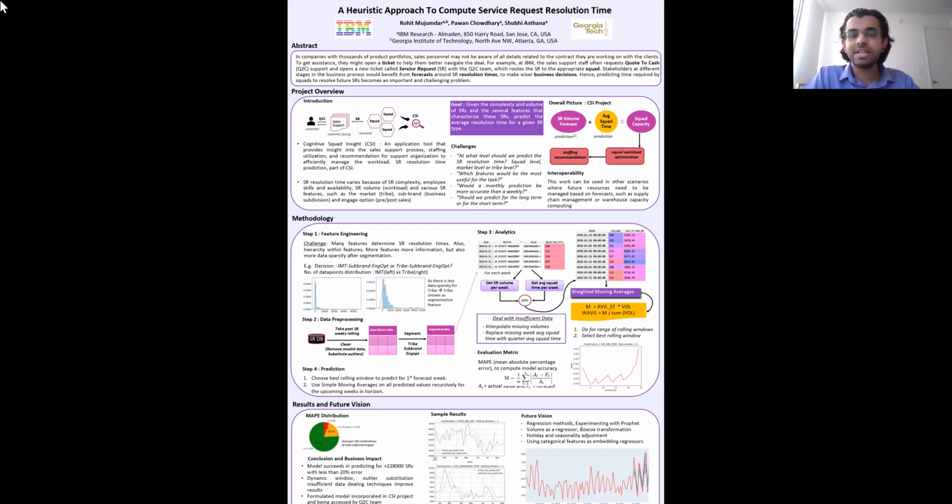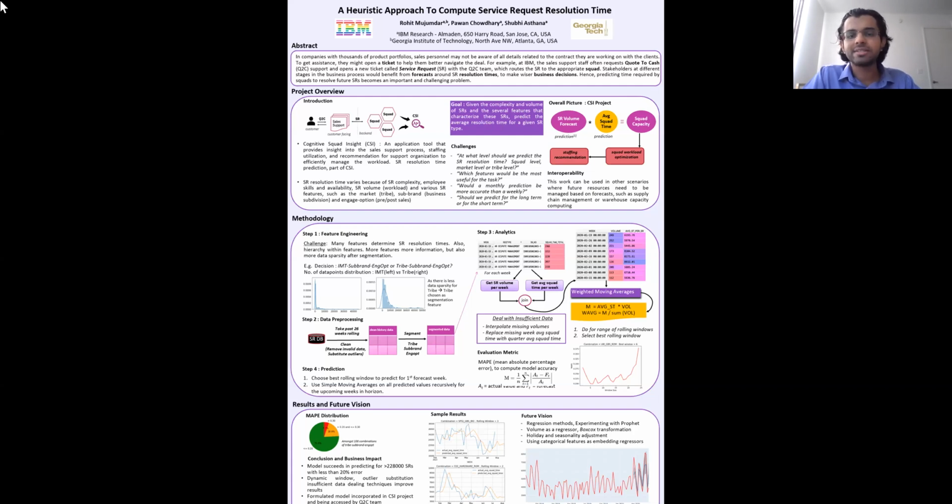The next step involves data pre-processing. We choose 2 rolling quarters of the past as historical data to build our model on. We clean the data by removing invalid rows, such as the ones with negative SR times, and perform outlier substitution. Note that this is different from outlier removal.